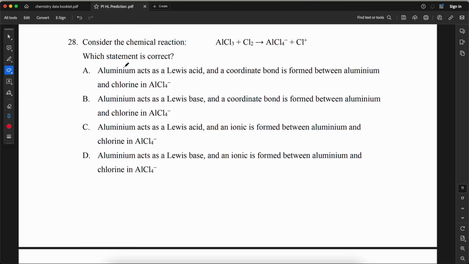Consider the chemical reaction. Which statement is correct?